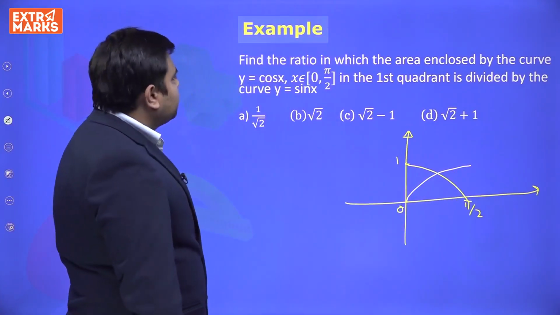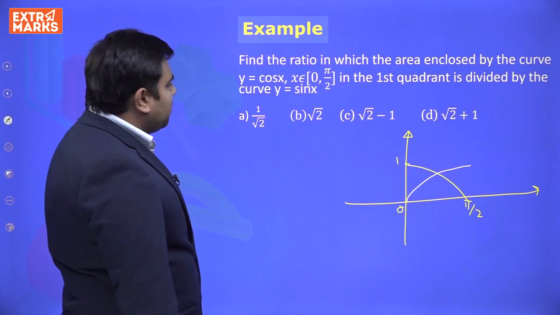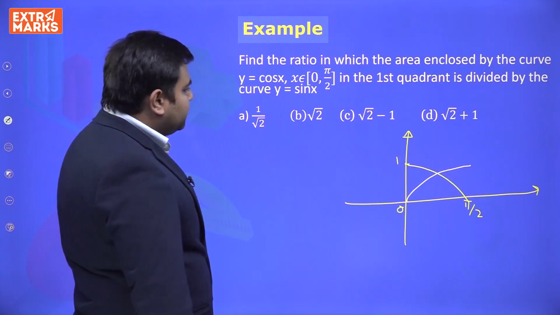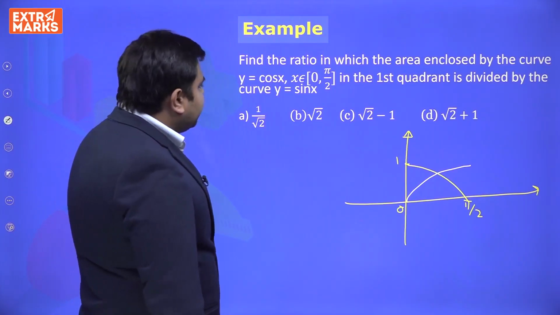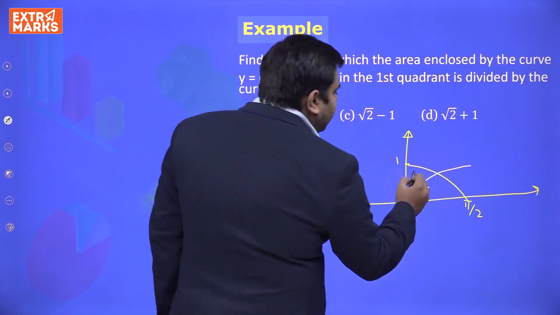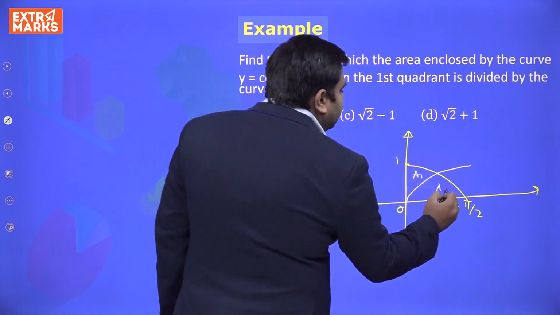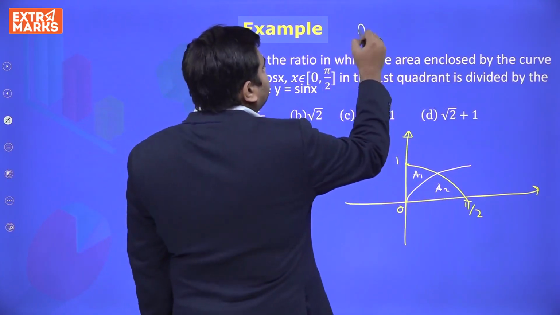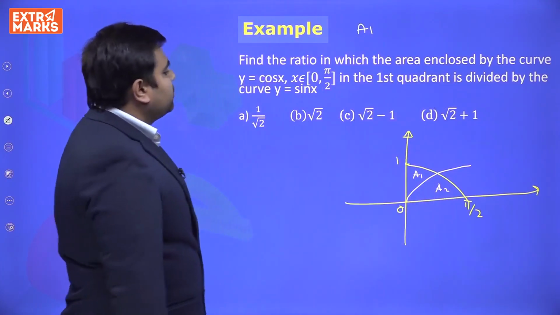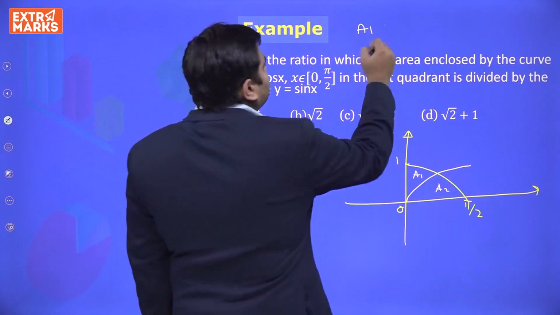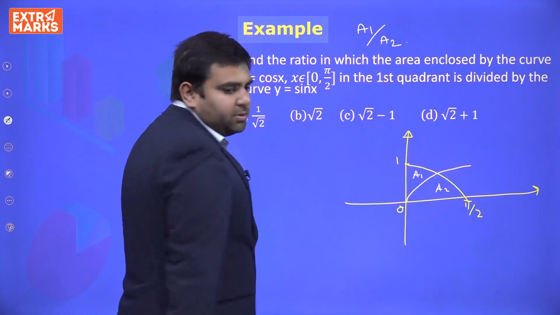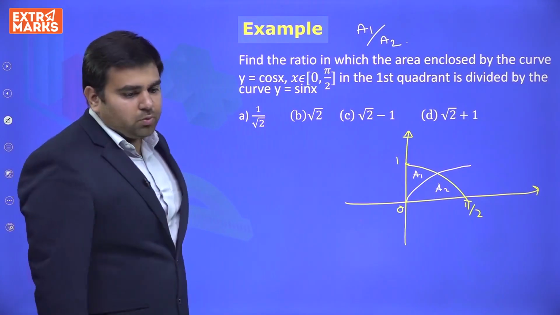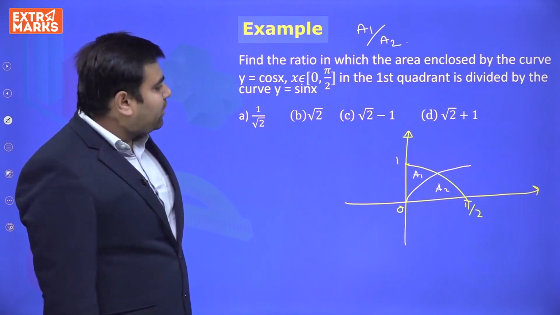So the area enclosed by the curve y equal to cos x, x belongs to 0 to pi by 2, is divided by the curve. So if I calculate this as a1 and this as a2, then I wish to report a1 upon a2. So how to calculate this a1 upon a2?